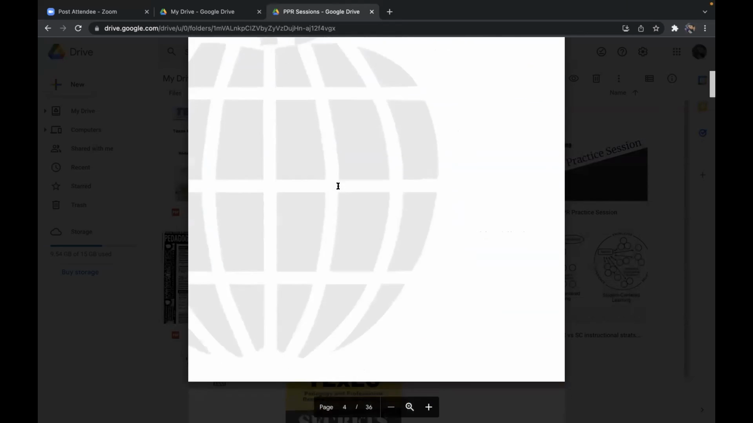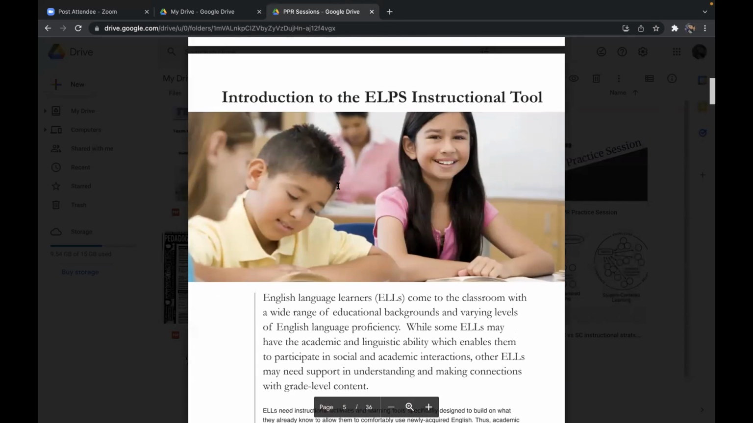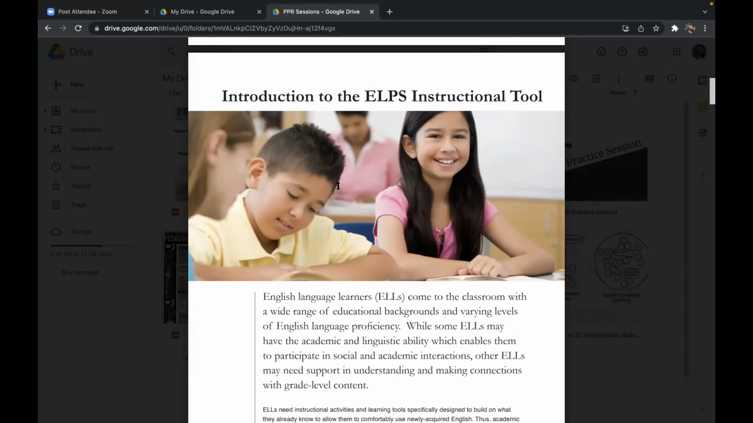I just feel like it was really well written. And if I were taking this exam for the first time and I didn't have a very solid idea of ELL instruction, this is what I would read. ELL learners come to the classroom with a wide range of educational backgrounds and varying levels of English language proficiency. While some ELLs may have the academic and linguistic ability which enables them to participate in social or academic interactions, other ELLs may need support in understanding and making connections with that grade level content.